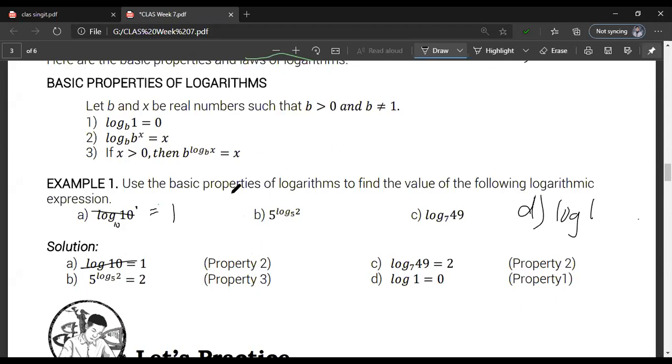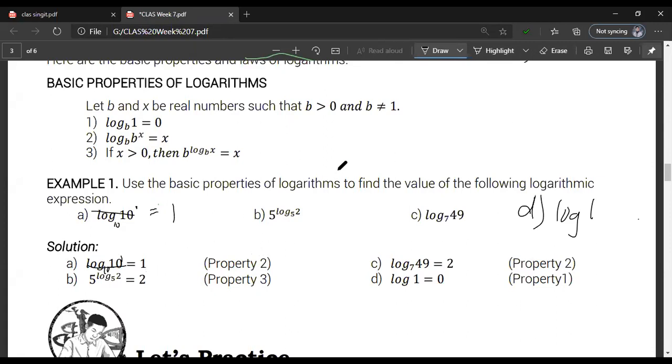Okay? Remember that 10 here has an exponent of 1. Diba? May imaginary dito na 10, dito may 1. So pag kinancel natin yan, ano yung matitira? May 1. Kaya 1 ang answer.